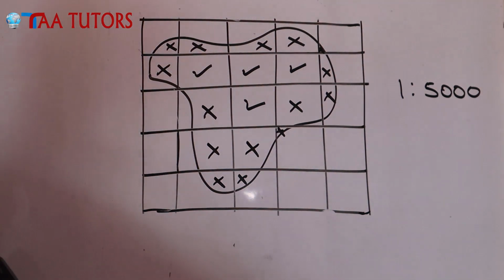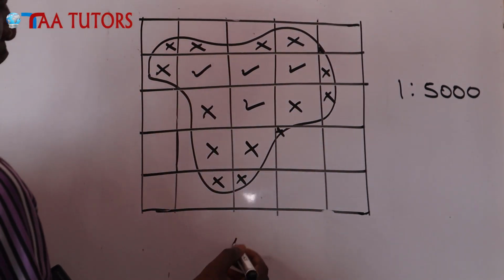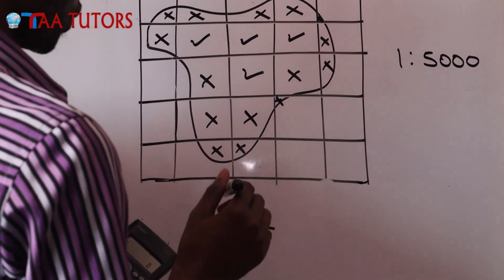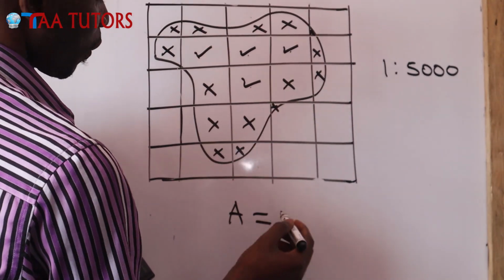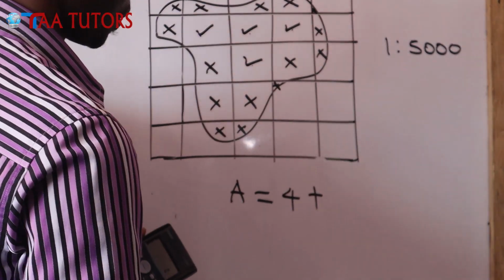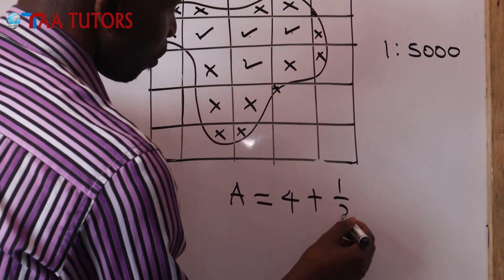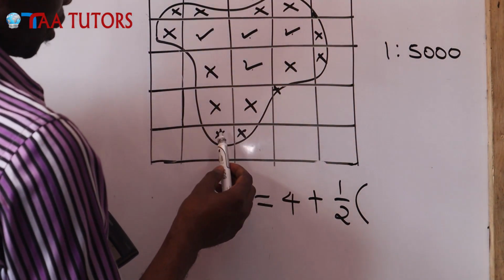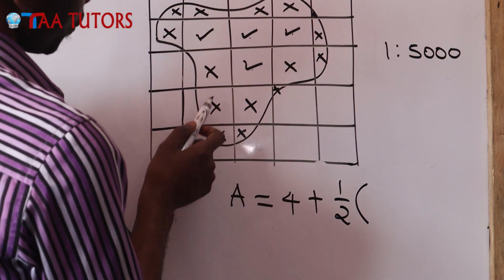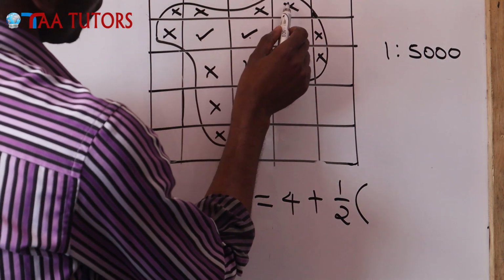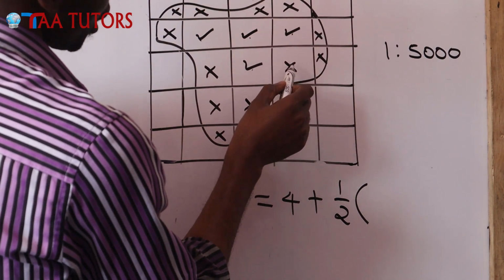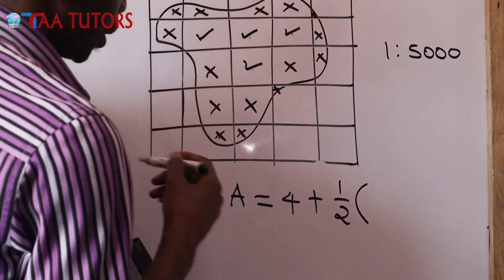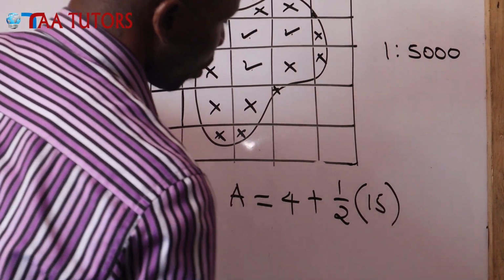After identifying those, to get the area of this field, we take the full squares, which are 1, 2, 3, 4. So there are 4 full squares, plus a half of the incomplete squares. Counting the incomplete squares: 1, 2, 3, 4, 5, 6, 7, 8, 9, 10, 11, 12, 13, 14, 15. So there are 15 incomplete squares.